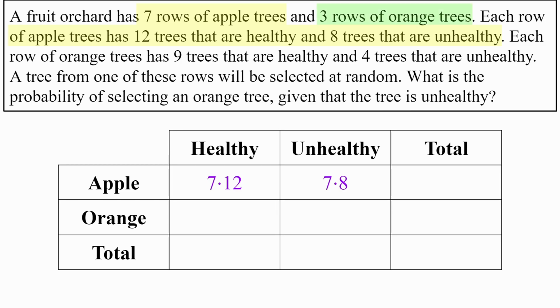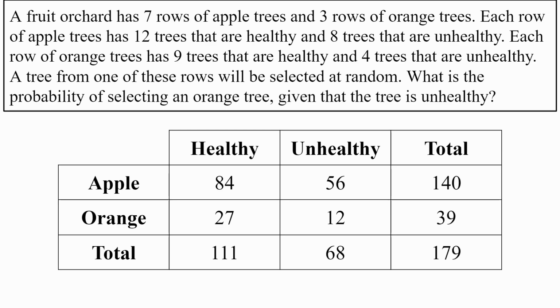And then we do the same thing for the orange. So 3 rows of orange trees. We've got 9 trees that are healthy, 4 that are unhealthy. So the orange healthy is 3 by 9. And the orange unhealthy is 3 by 4. Now we compute those using our calculator if you want. And then we compute the totals just by adding up. And now all of a sudden we have a beautiful two-way table, and if you've been following along up to this point, we can hopefully much more easily answer this question. So let's go do that on the next slide.